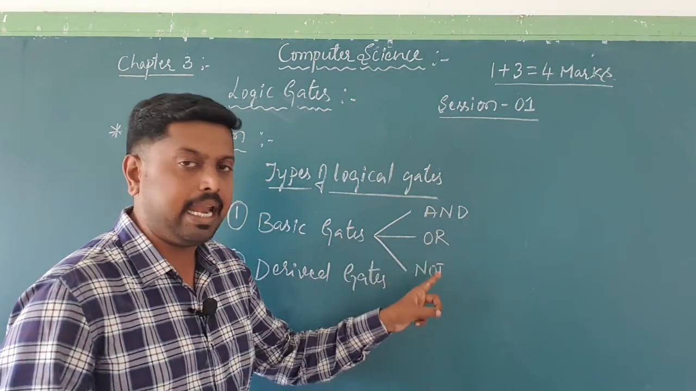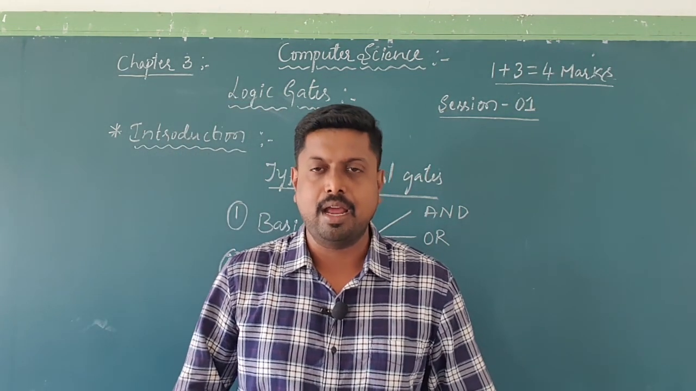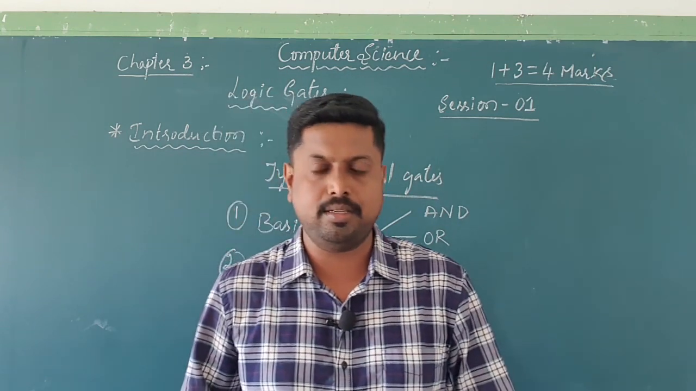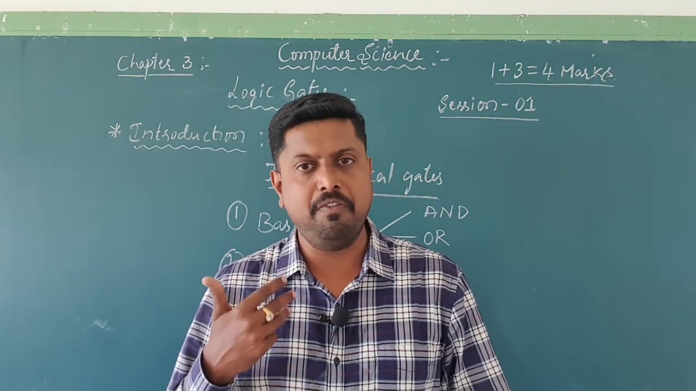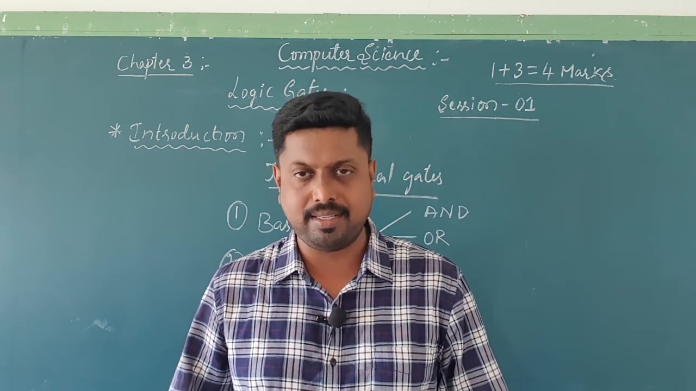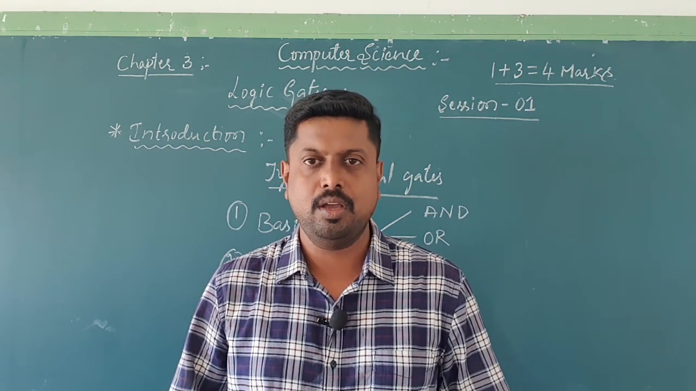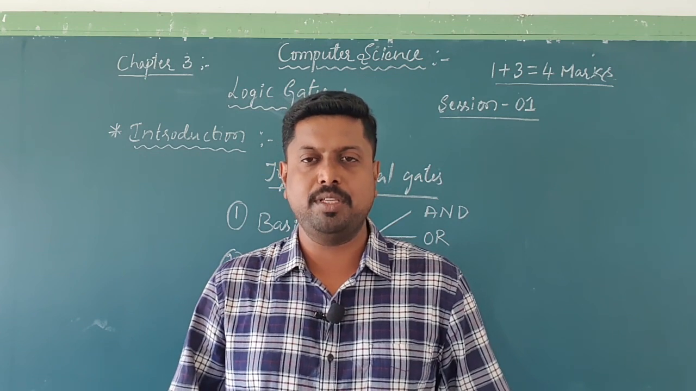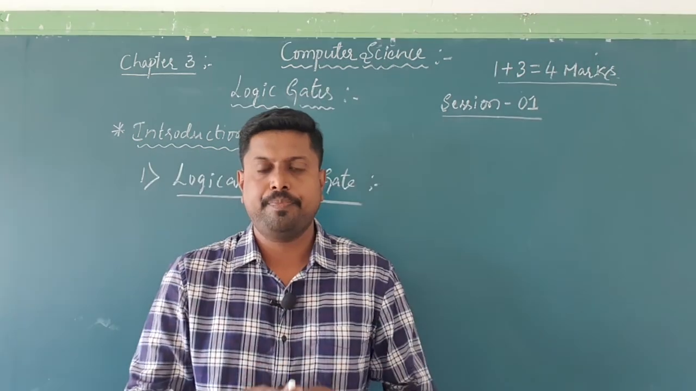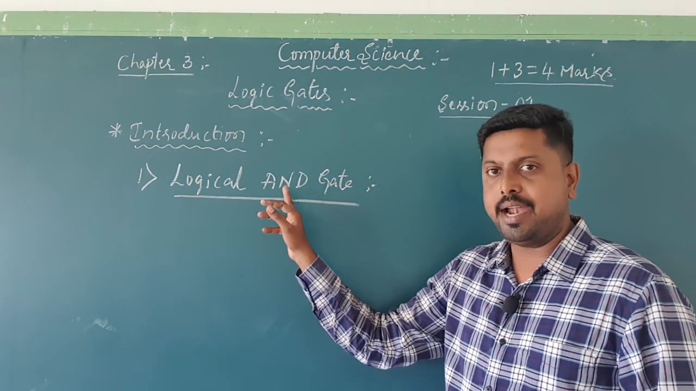Each individual gate has its own application, its own operation, and a particular symbolic notation to represent it. Now we will discuss in depth these basic gates, their symbolic representations, operations and applications. Let us discuss one by one. First of all, the first basic gate is what we call the logical AND gate.